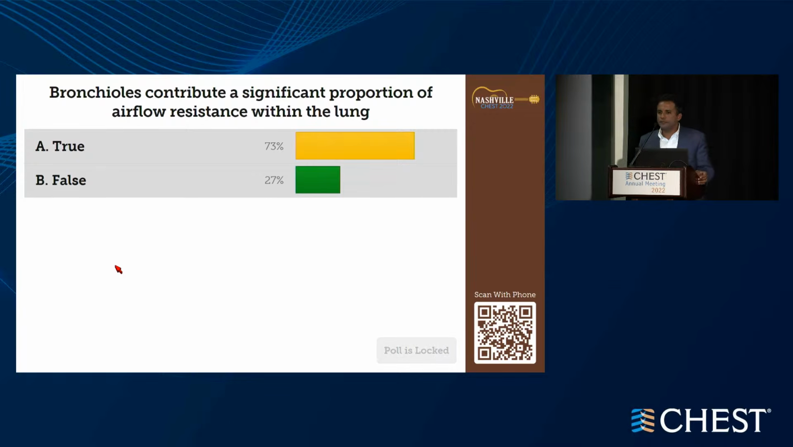Good. The majority thinks it is true, but that is not the right answer. So it is good that we are doing this lecture here. The bronchioles typically contribute only 10% of the airflow resistance. The majority of the resistance really is provided by the larger airways, unless a significant amount of bronchioles get affected, and then they contribute to the airflow resistance. So the statement here, that they contribute a significant proportion of airflow resistance, is not true.